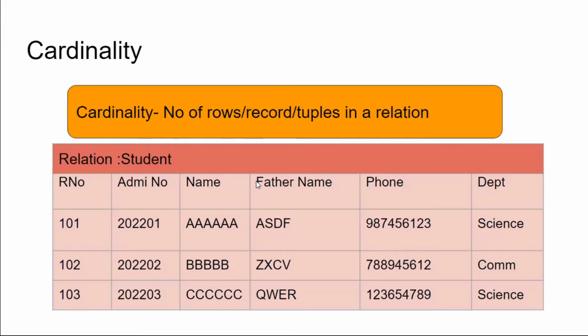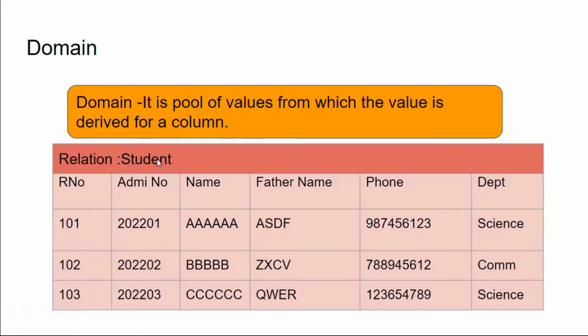The next term is cardinality. The number of rows in a relation is called cardinality. Here we have 101, 102, 103, so 1, 2, 3. The number of records, or number of rows, or number of tuples is 3. So the cardinality of the relation student is 3.